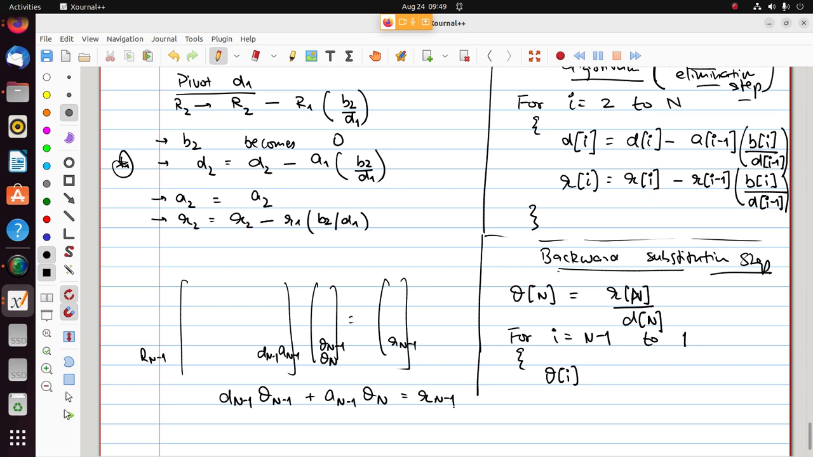No, actually it has become much simpler. Earlier we had 3 bands: a diagonal, a below diagonal, and an above diagonal. Now after doing all the forward elimination steps, it has become upper triangular. So there are only 2 bands now, diagonal and above diagonal.